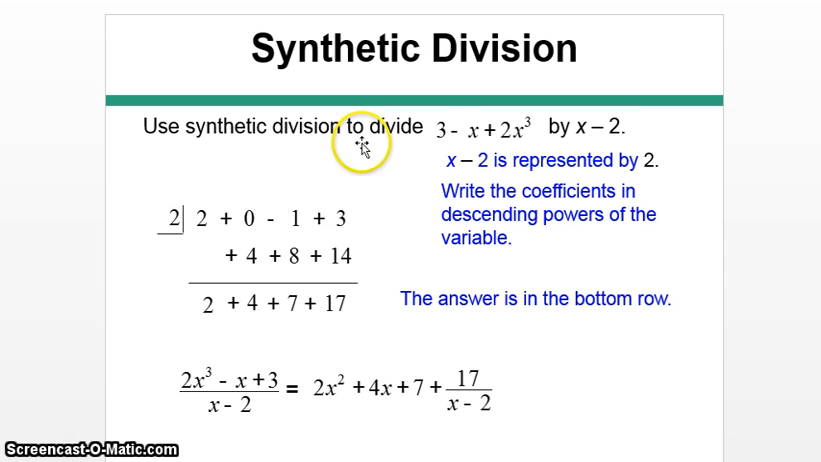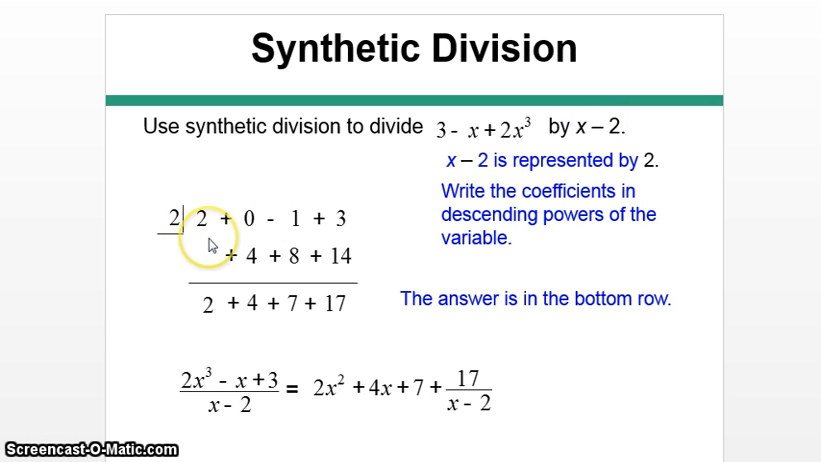So using synthetic division to divide 3 minus x plus 2x cubed by x minus 2. First you have to order in descending order. First 2x cubed will come, then x squared, then x, then 3. Here x squared is not there, so in that place we will write 0. The coefficient of x cubed is 2, so write 2. Then there should be x squared, but because x squared is not here, the coefficient will be 0. Then the coefficient of x is negative 1, then the constant 3, and x minus 2 is represented by 2 here.